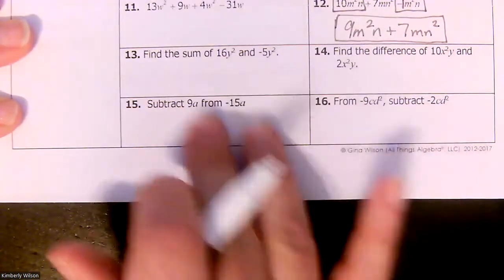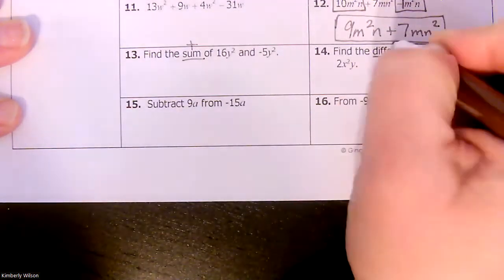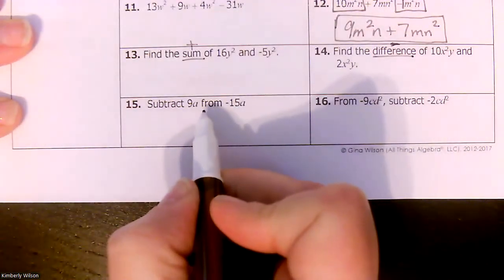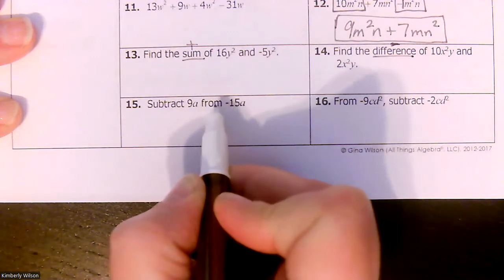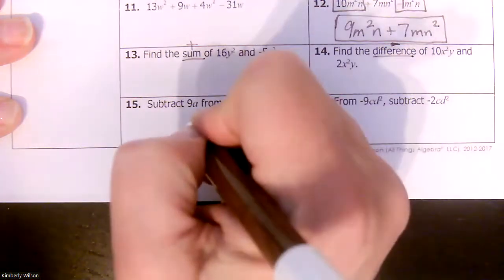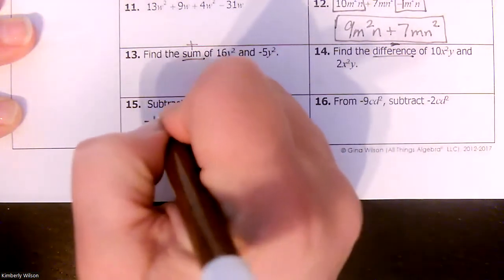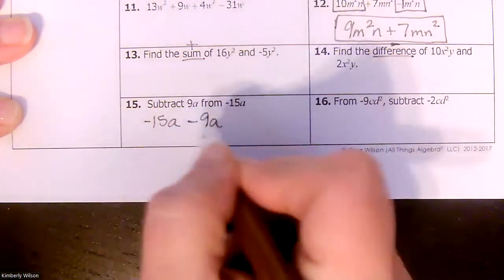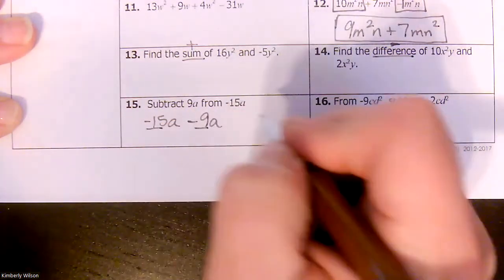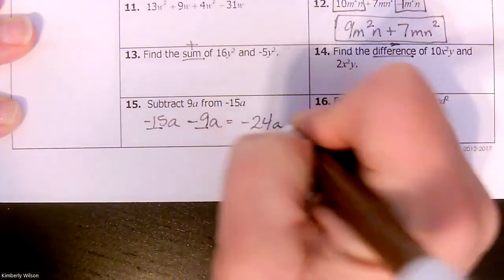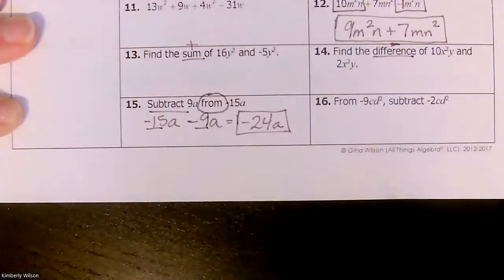Okay, now these are with some words in there. Sum is addition, difference is subtraction. This one is the one where it can confuse you. It says to subtract from. So I'm subtracting 9a from the negative 15a. So therefore, it's going to be minus 9a from something, which is the negative 15a. And now I'm just subtracting the coefficients because the variable scenario is the same, and we end up with negative 24a. I chose this one because of this scenario right here can be confusing.